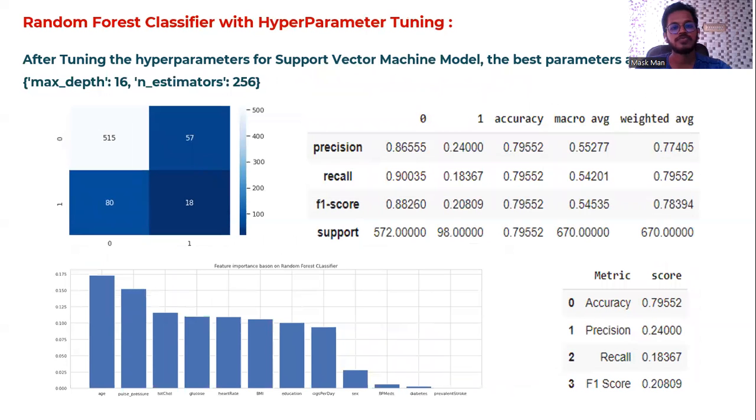And random forest classifier with hyperparameter tuning. After tuning the hyperparameters for this model, we can say that maximum depth is 16 and n estimators is equal to 265. Here we can see the confusion matrix and classification report. And here also age is the most important feature. And precision of 24%, recall of 18%, and F1 score of 20%.